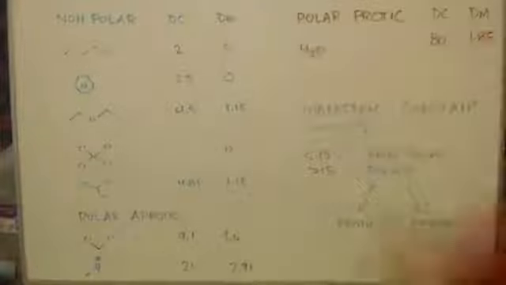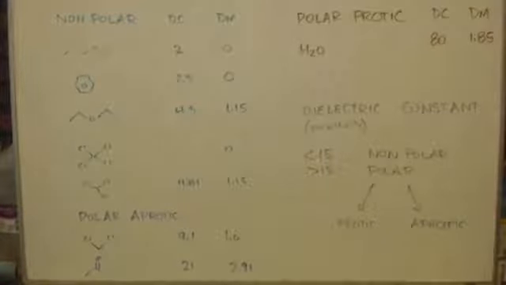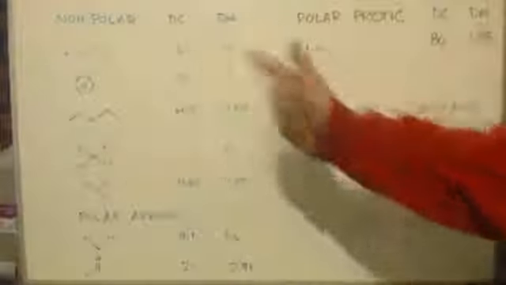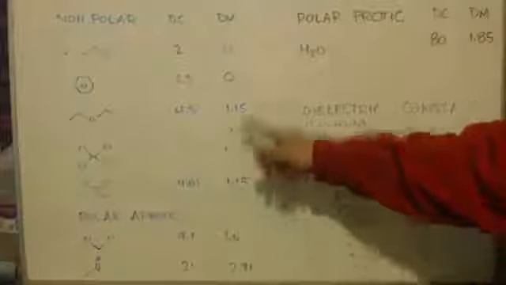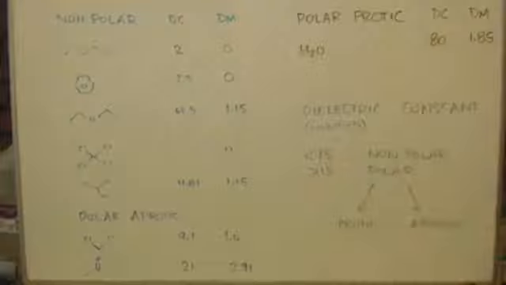Okay? I have DC, even though that does not stand for dielectric constant, in this case it does. DM stands for the dipole moment, which is another indicator of whether you have a nonpolar or polar solvent. I have a couple of examples here. Nonpolar. These are the dielectric constants. This is the dipole moment. They're in debyes. That's the unit.